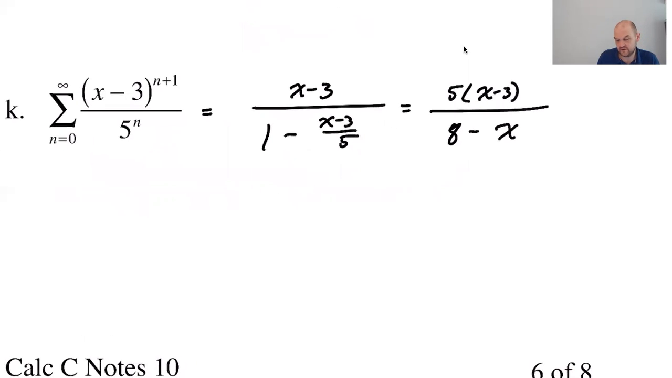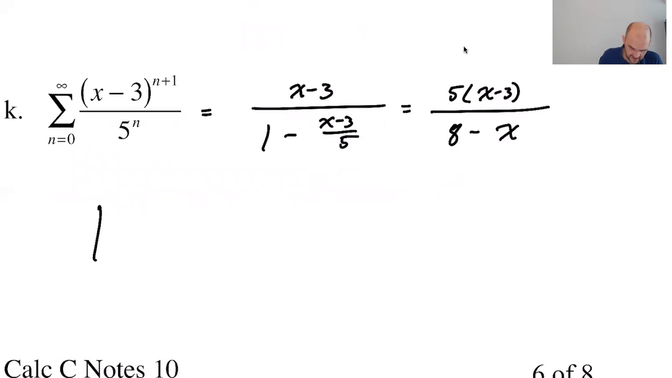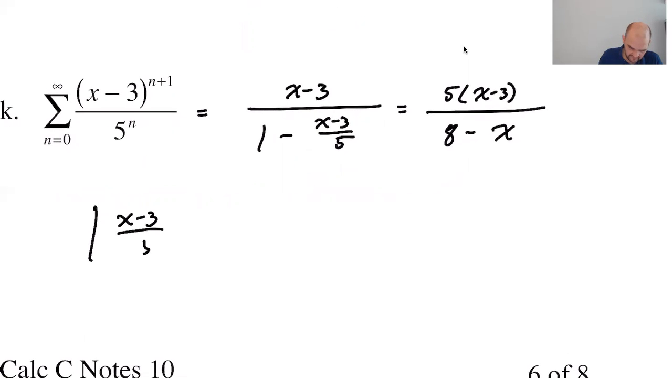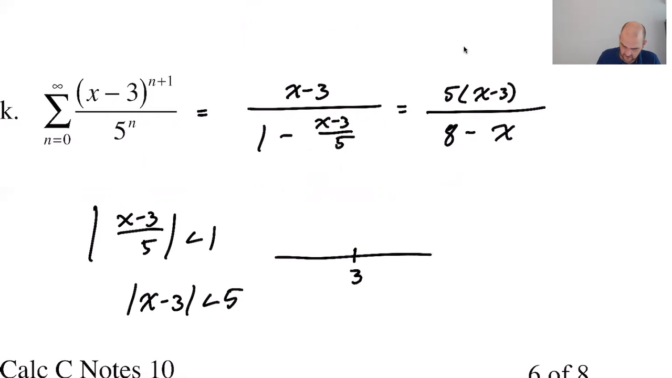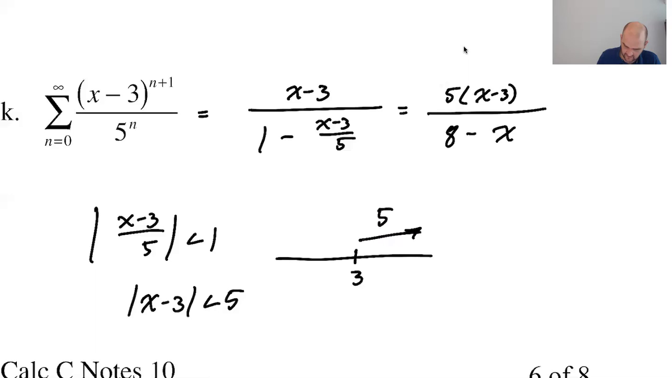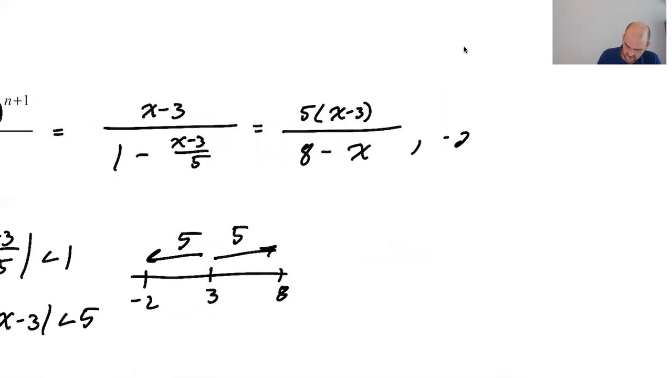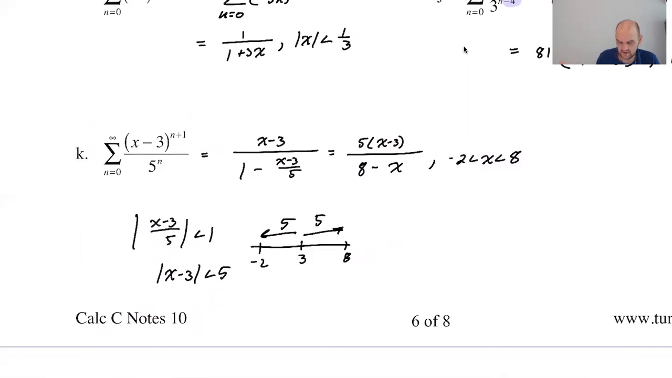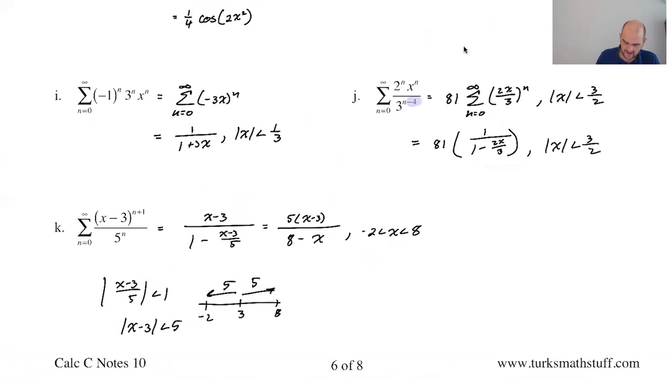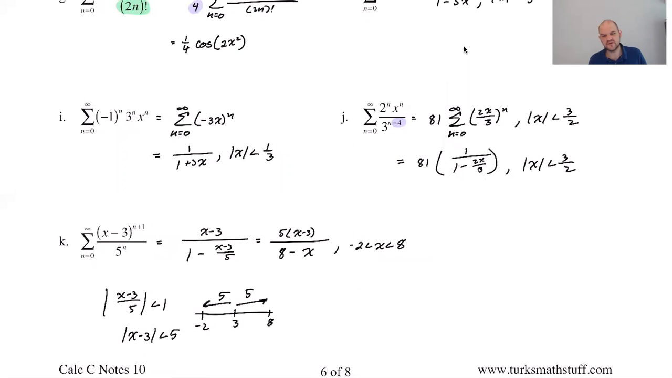That's better. And then we need the absolute value of x minus 3 over 5 to be less than 1. So the absolute value of x minus 3 less than 5. You can also think of it as you're at 3, you go 5, so 8, and negative 2. So I'm going to write negative 2 to 8 because I think that's better. I don't know that it actually is. Okay, those are fun. I like those.